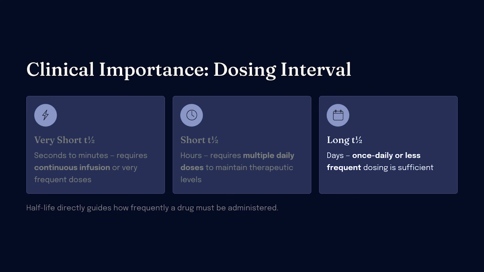In contrast, drugs with a long half-life, lasting days, remain in the body much longer. Therefore, once daily or even less frequent dosing may be sufficient. So, the key principle is, half-life directly guides how frequently a drug must be administered.